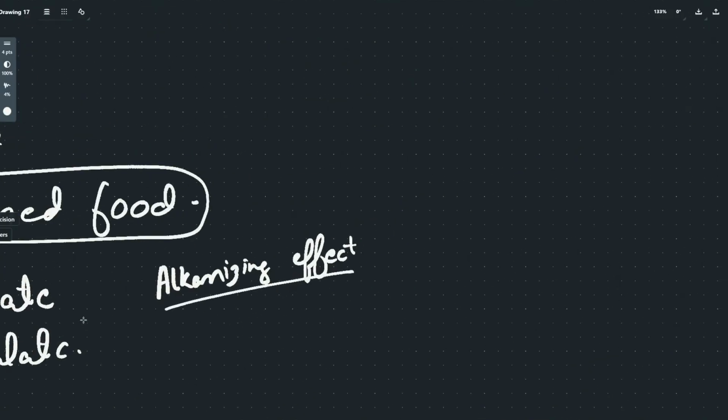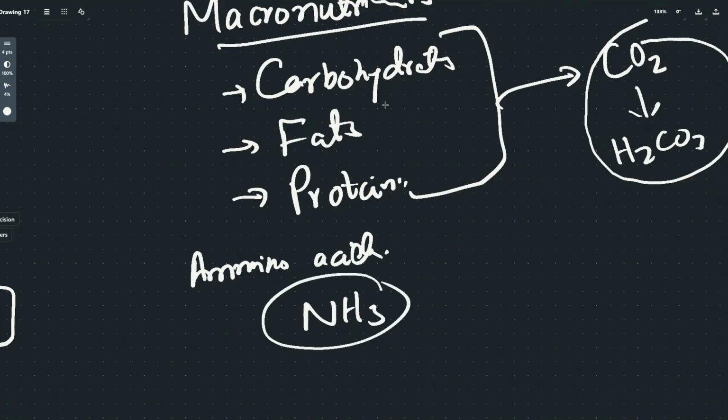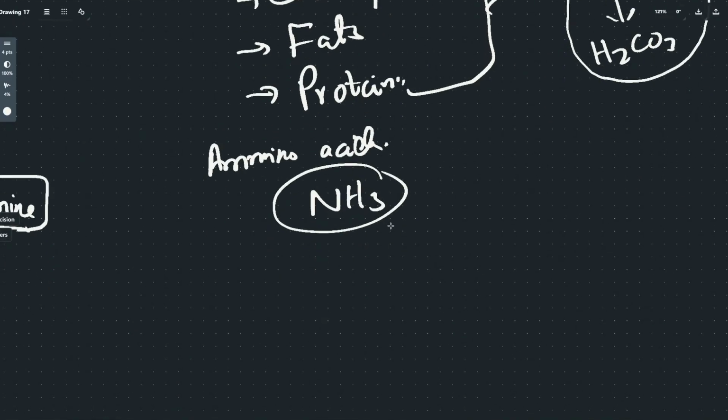Now you may be wondering, what about ammonia? The amino acids are a rich source of ammonia, NH3. The NH3 is a strong base. So amino acids are producing strong base. Why don't they have an alkalizing effect? Alkalizing effect, whatever. It's a tongue twister.